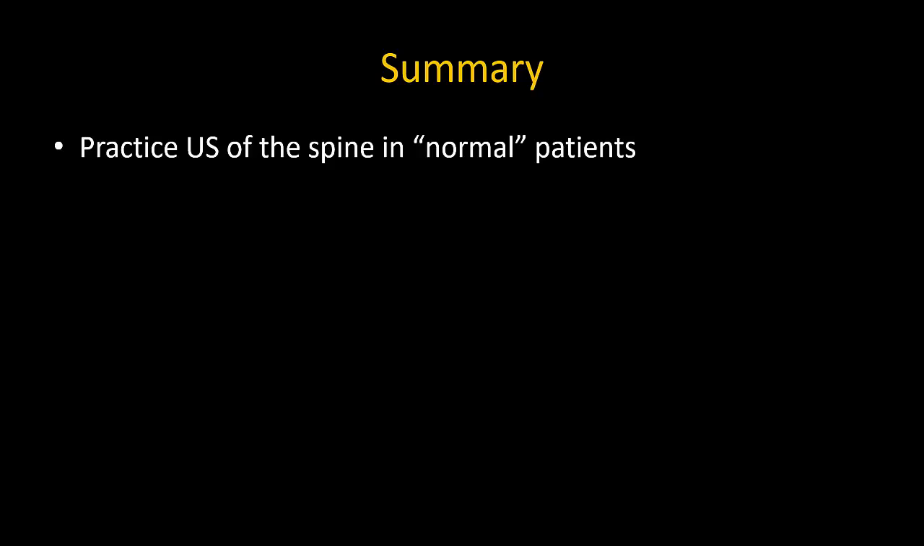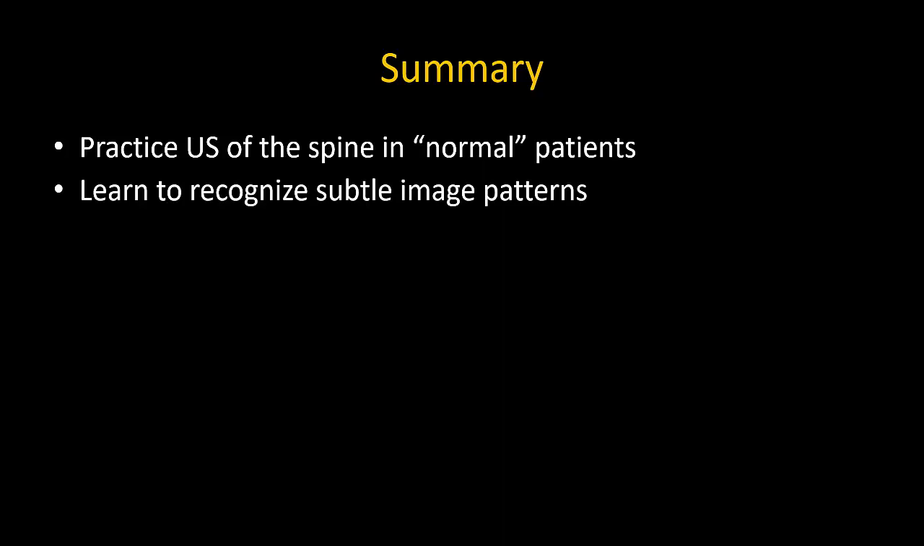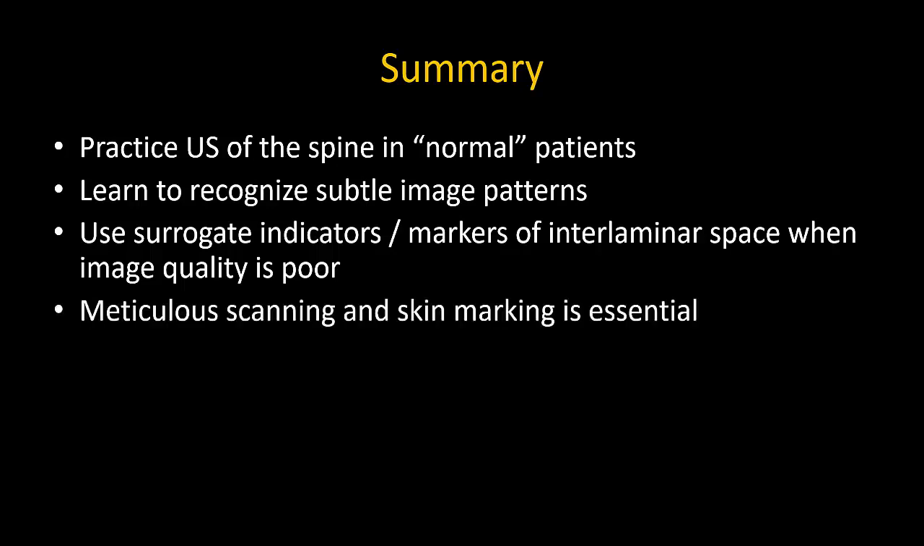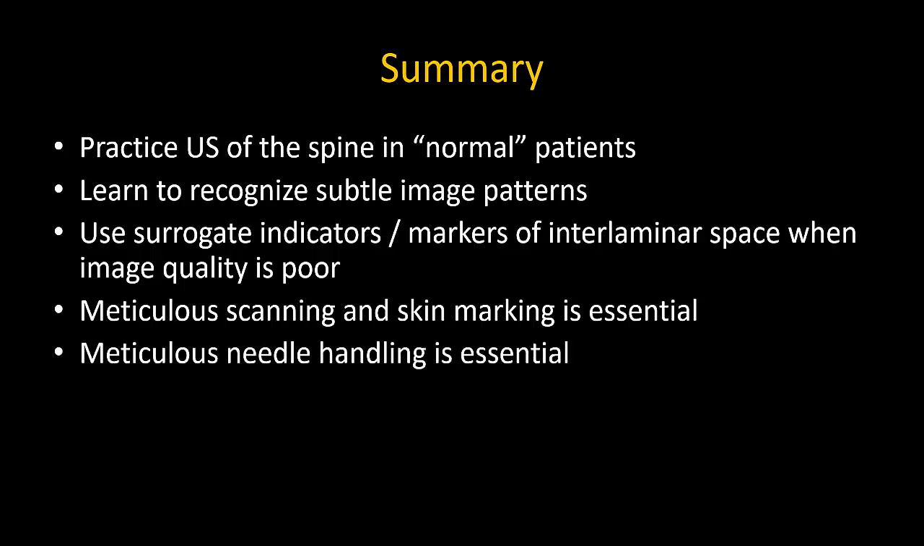So in summary, to effectively use ultrasound imaging in obese patients, one must have first practiced the technique in patients with normal body habitus, so as to learn how to recognize subtle image patterns of the parasagittal oblique and transverse midline views. Use surrogate markers of the interlaminar space, such as articular processes, transverse processes, spinous processes, when image quality is poor. Meticulous scanning and skin marking is essential, as inaccuracies are magnified in the obese patient due to the greater needle insertion depths. And for the same reasons, meticulous needle handling is essential.